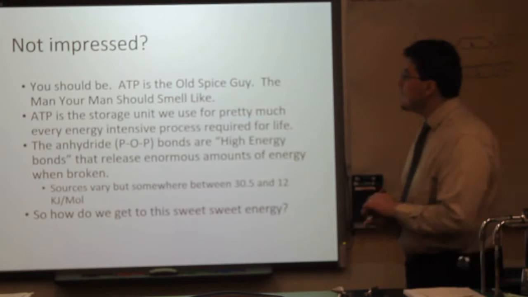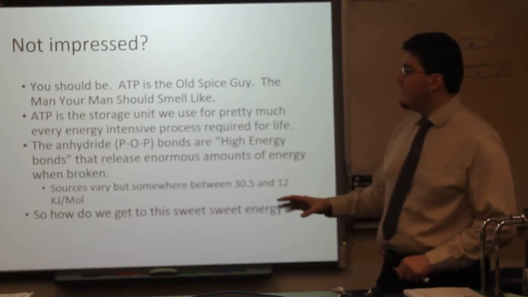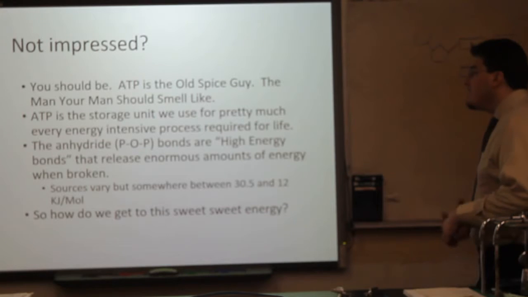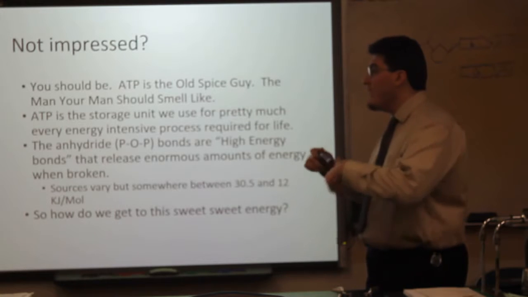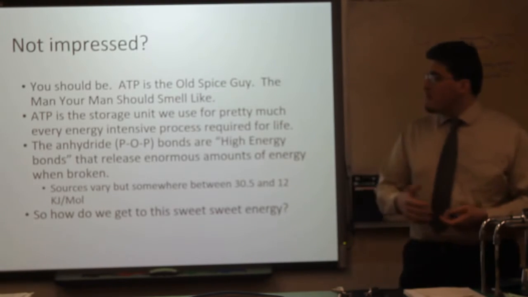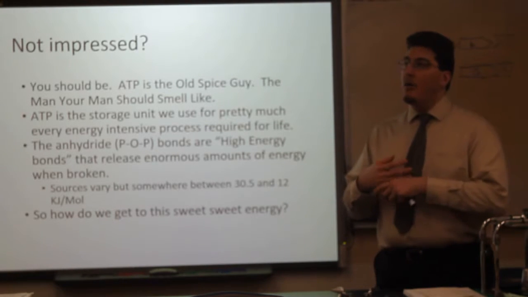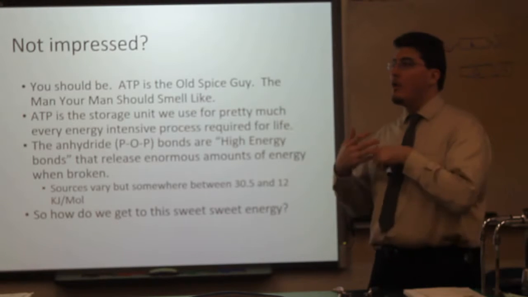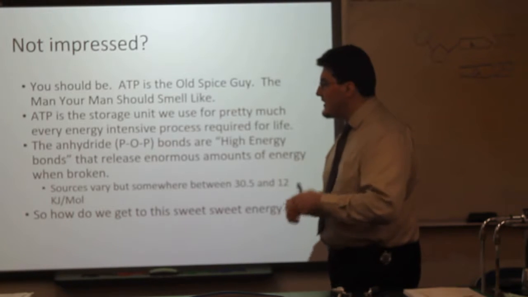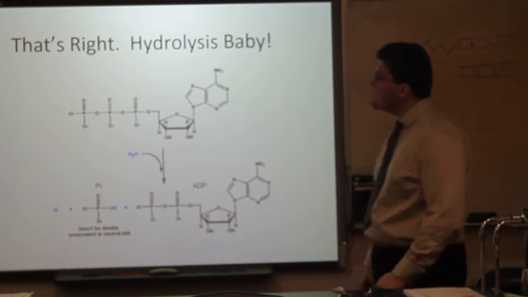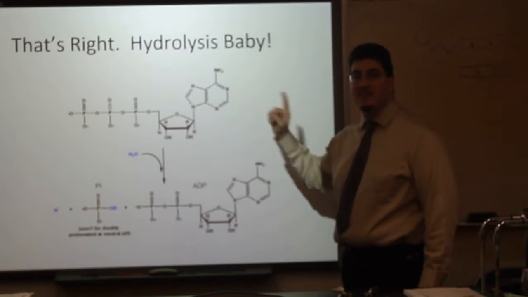All right. So the point here for ATP is that there are anhydride bonds. These are your high energy bonds. These release an enormous quantity of energy when they are broken. Somewhere between 30 and 12 kilojoules per mole, depending on what source you use, depending on whether you're talking about just a bomb calorimeter or certain different systems. But how are we going to get this sweet, sweet energy out of ATP? Hydrolysis. Hydrolysis is how we are going to extract this energy from the ATP molecule.